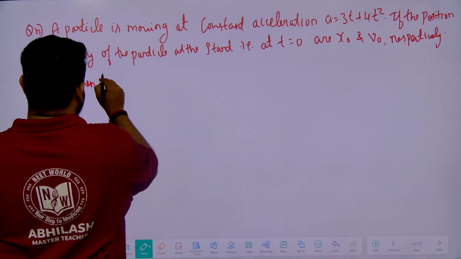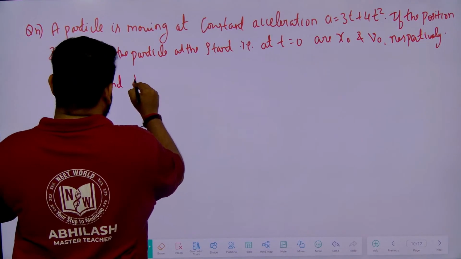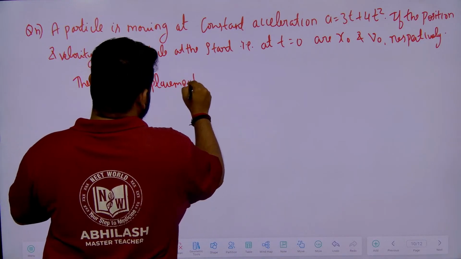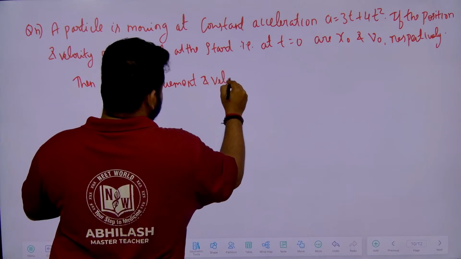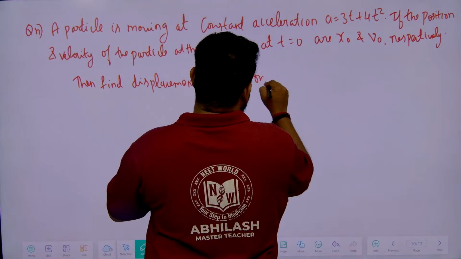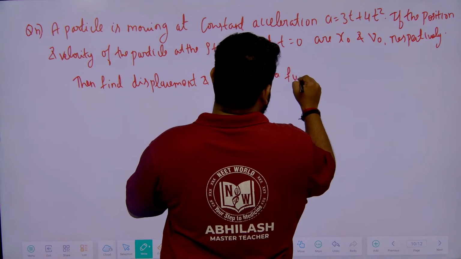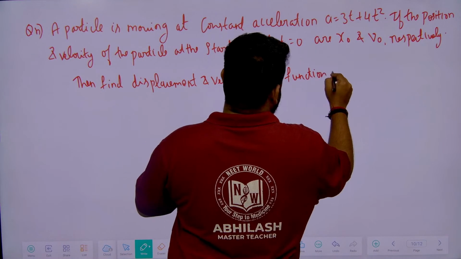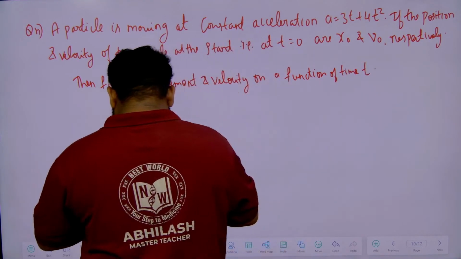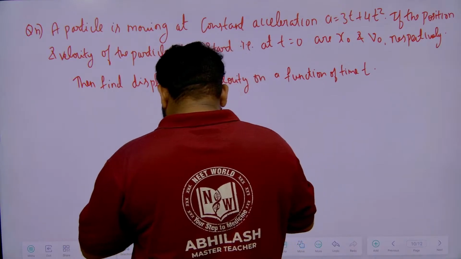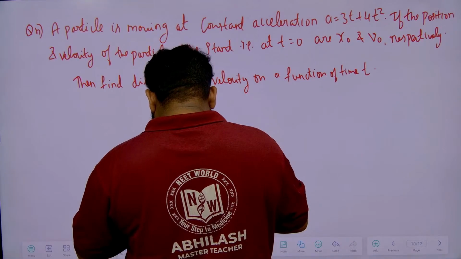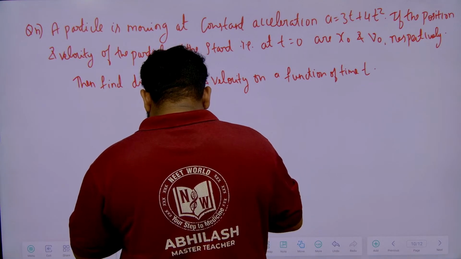then find displacement and velocity as a function of time t. Displacement and velocity as a function of time t we have to find out.